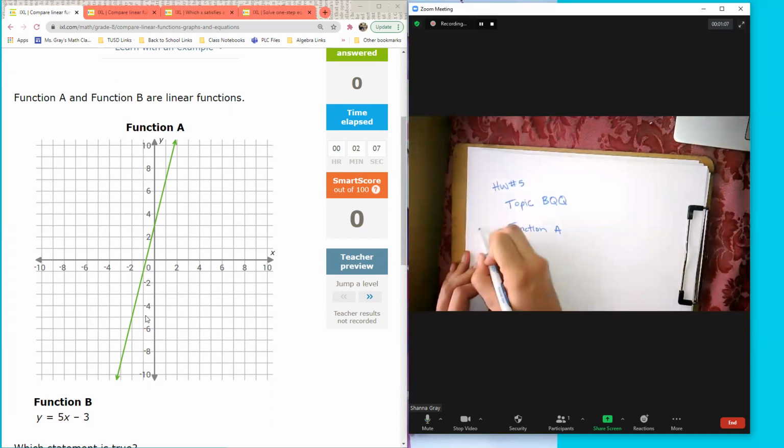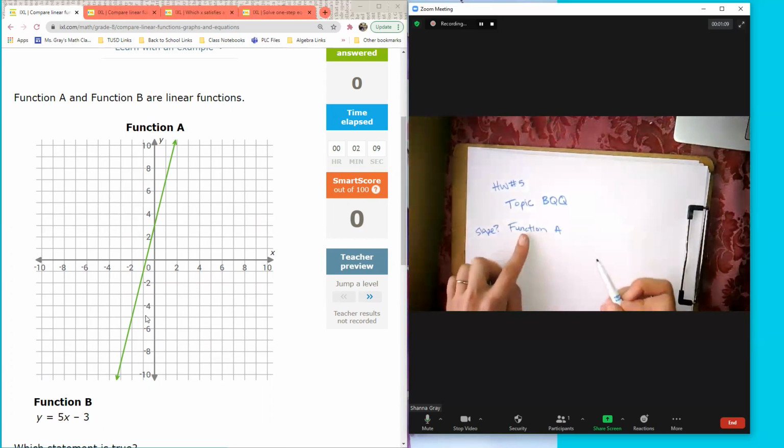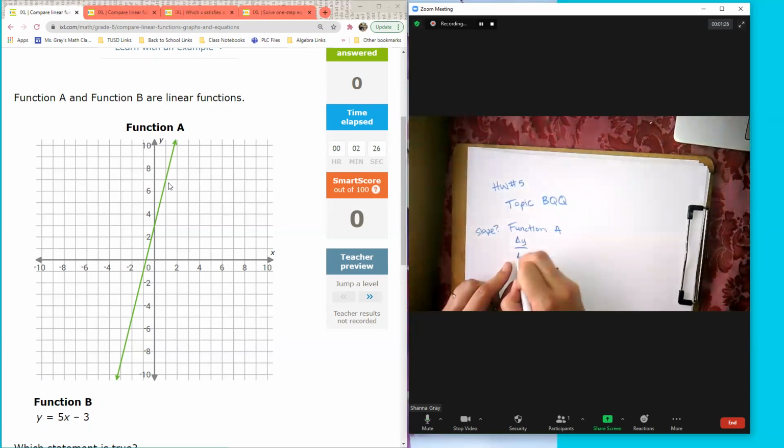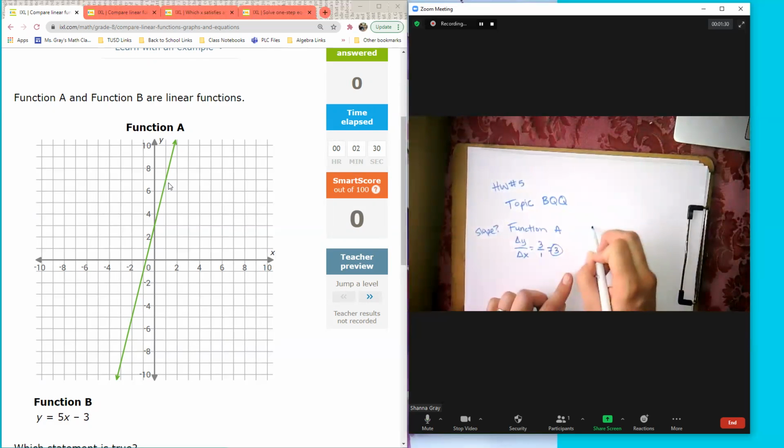what is the slope? So I'm going to figure out slope for function A, which is from a picture. If I'm looking at this picture, it looks like here, if I'm looking for a place where it crosses here and here, then I can go up 3 over 1. So my rise over 1 is 3 over 1, which is 3. So that's for function A.